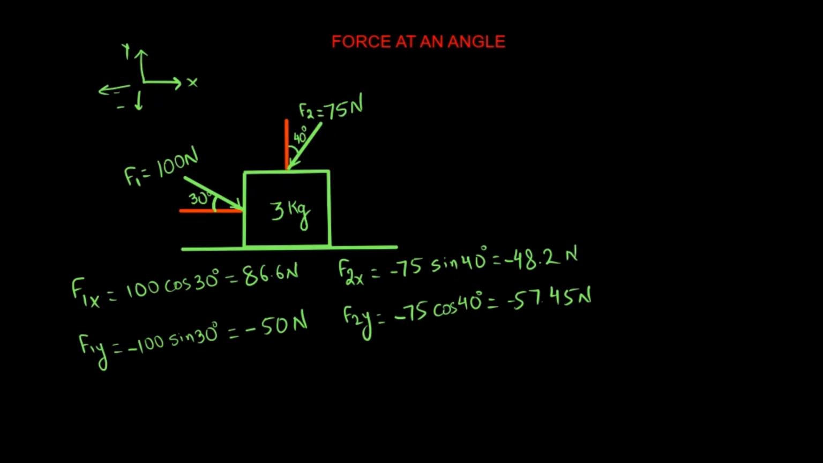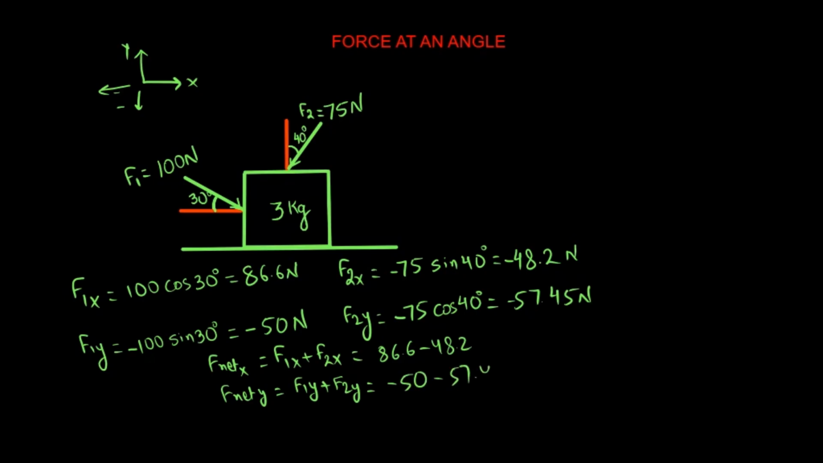Now that we have the x and y components, we will find the net x and y. So F net in the x direction would be the x component of the first force plus the x component of the second force. Add them together, 86.6 minus 48.2. And F net y would be the y component of the first plus the y component of the second force, minus 50 minus 57.45.